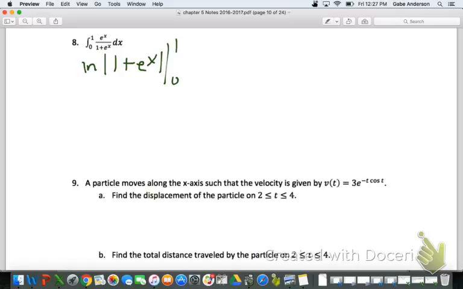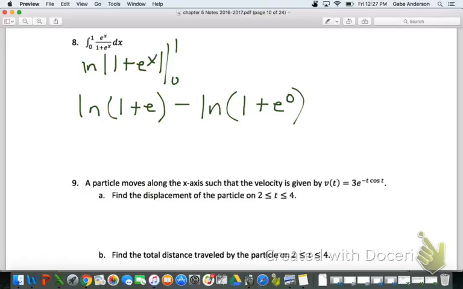Anything? All right. Well, then we do FTC1. So we would say ln of, we really don't need the absolute values now because 1 plus e is positive. So it would be ln of 1 plus e to the first minus ln of, I guess it'd just be 1 plus 1 in the end, wouldn't it? E to the 0 is 1. So ln of 1 plus e minus ln of 2. And certainly that's about as far as you could go.